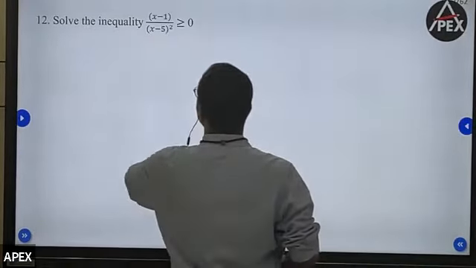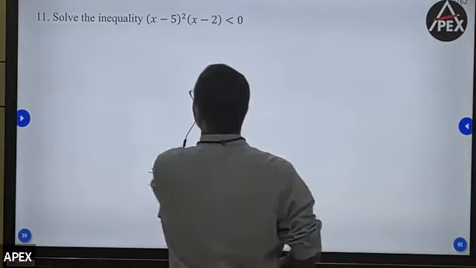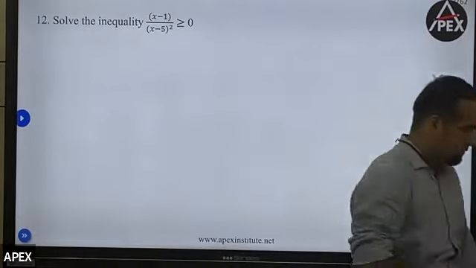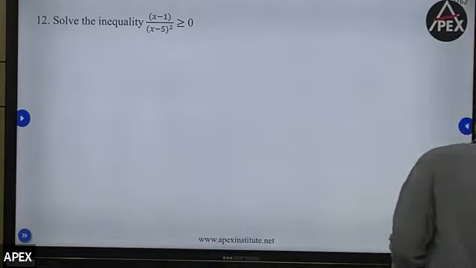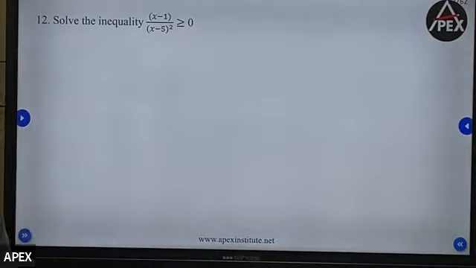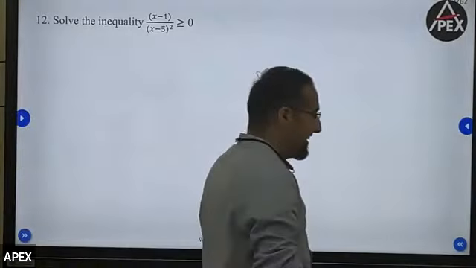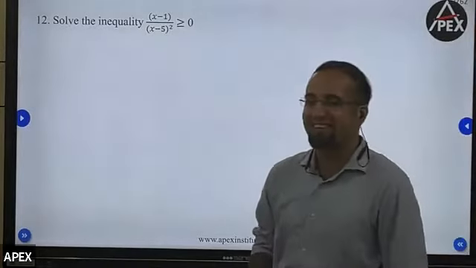Same question. (x minus 5) whole square. Let's solve this. Exactly right. Excitement screws us there. Quick, should be an easy question after the previous one.